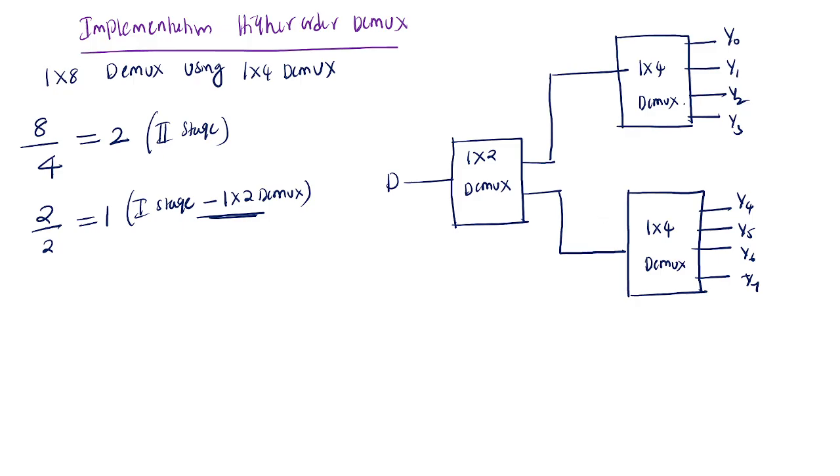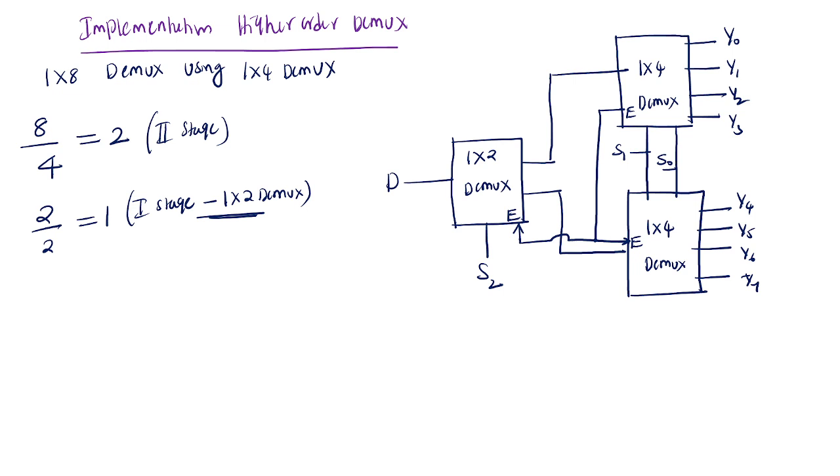And the enable pin is common for this demux, this demux, and this demux. The enable pin is common only. Yeah, this is the enable pin. And here you are giving S2, S1 and S0; S1 and S0 are common for these two demux. This is S1 and let us take this is S0. Like this you can implement.